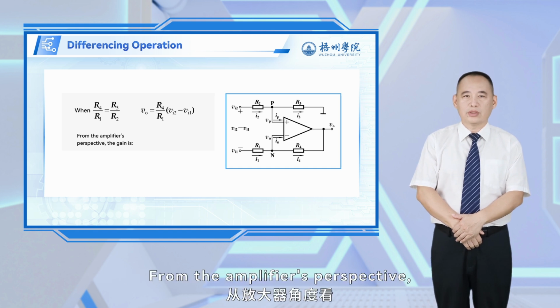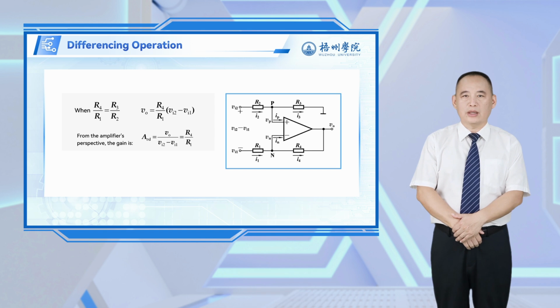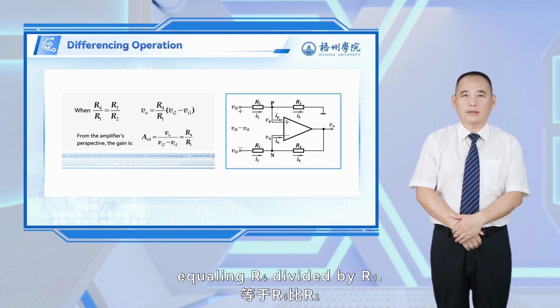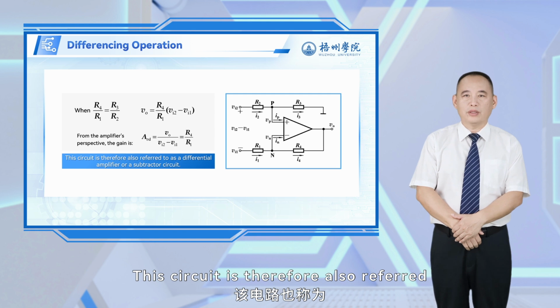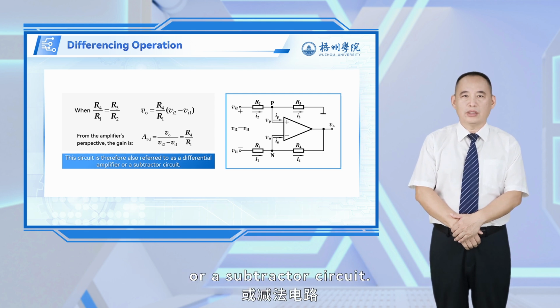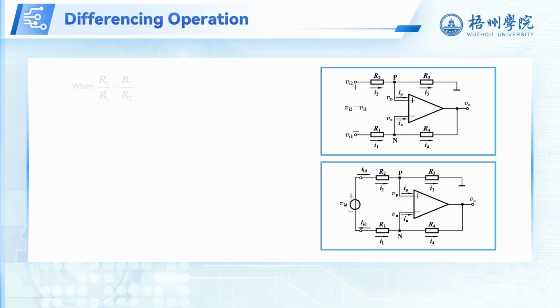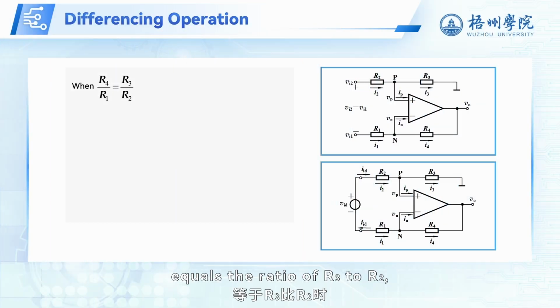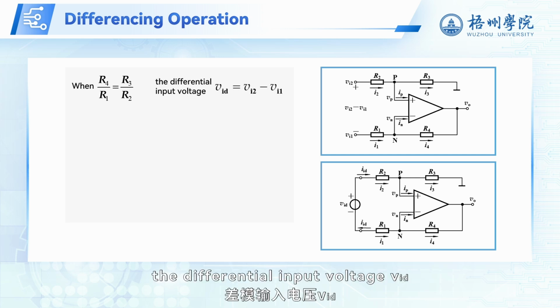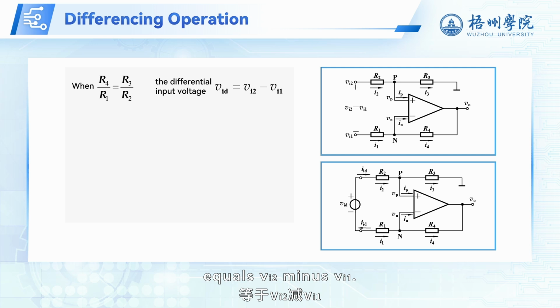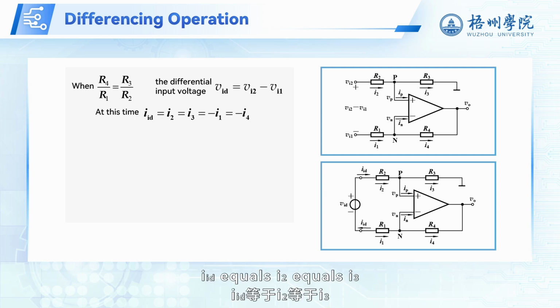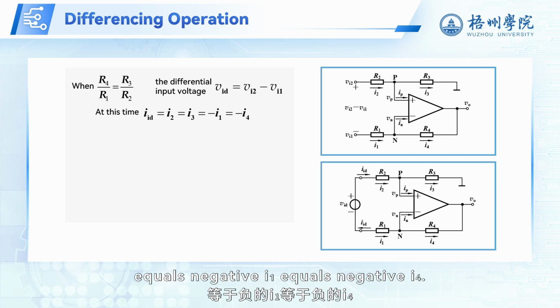From the amplifier's perspective, the gain is AVD, which is the ratio of Vo to the difference between Vi2 and Vi1, equaling R4 divided by R1. This circuit is therefore also referred to as a differential amplifier or a subtractor circuit. When the ratio of R4 to R1 equals the ratio of R3 to R2, the differential input voltage VID equals Vi2 minus Vi1. At this time, IID equals I2 equals I3 equals negative I1 equals negative I4.